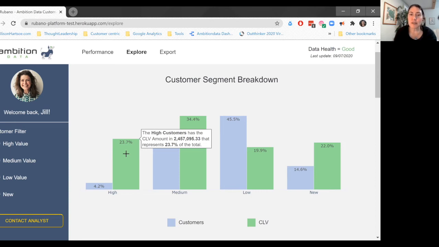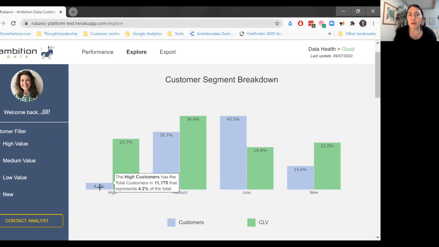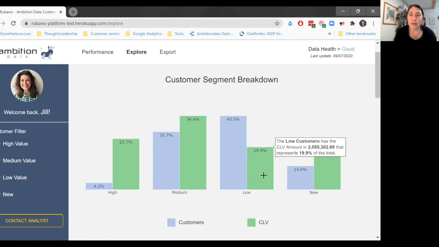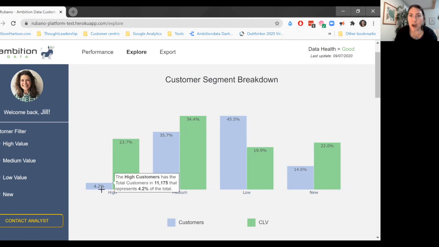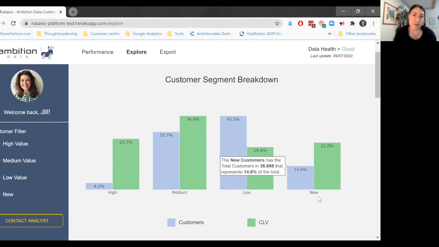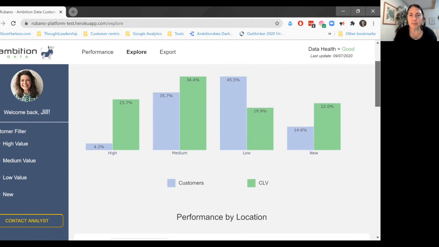So 23% of the CLV comes from 4.2% of the customers in count, as opposed to the low value where 19% of the CLV, so the bottom percent of value, is coming from 45% of the customers. Again, very typical to what we normally see. Now, in this case, high would normally be platinum, medium stands for iron and gold, and low stands for lead. And then, of course, new is a different category.